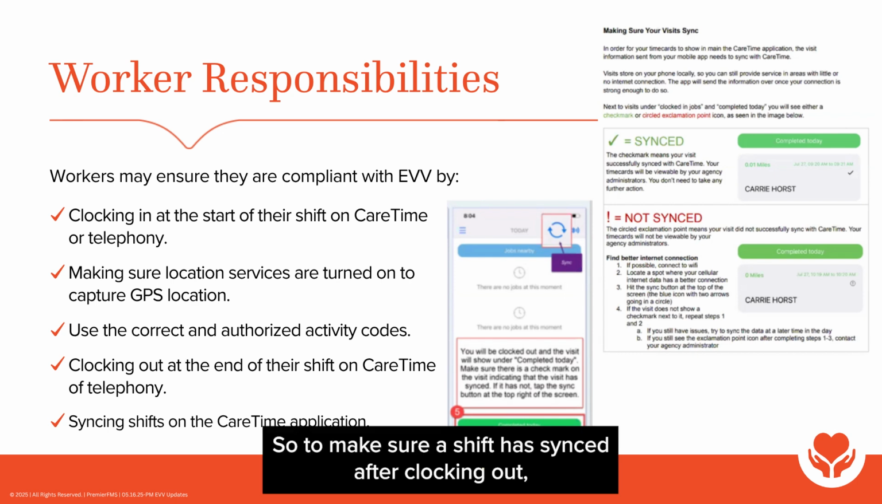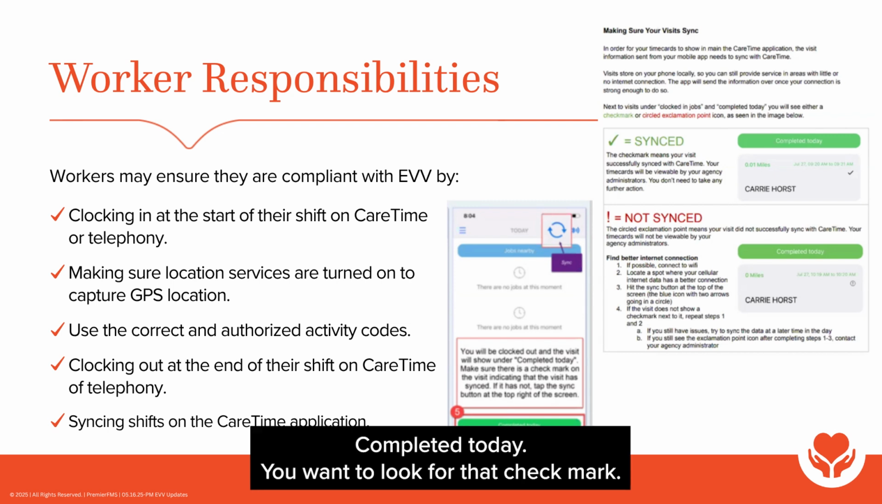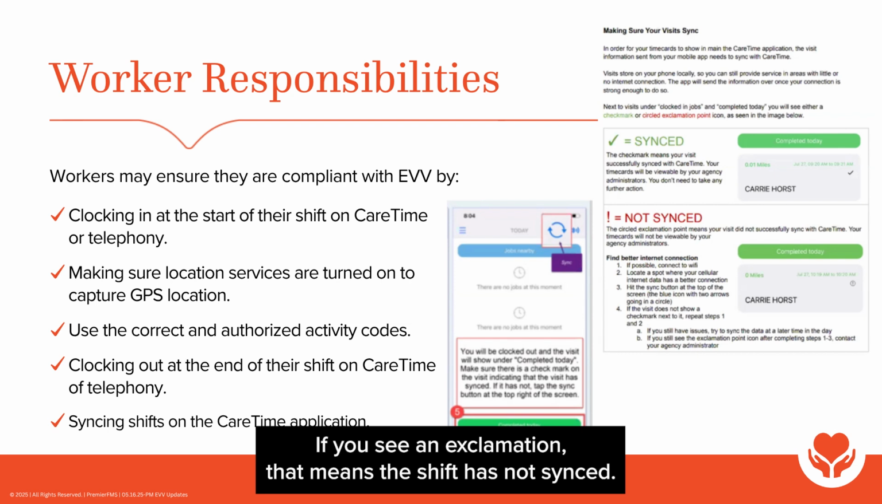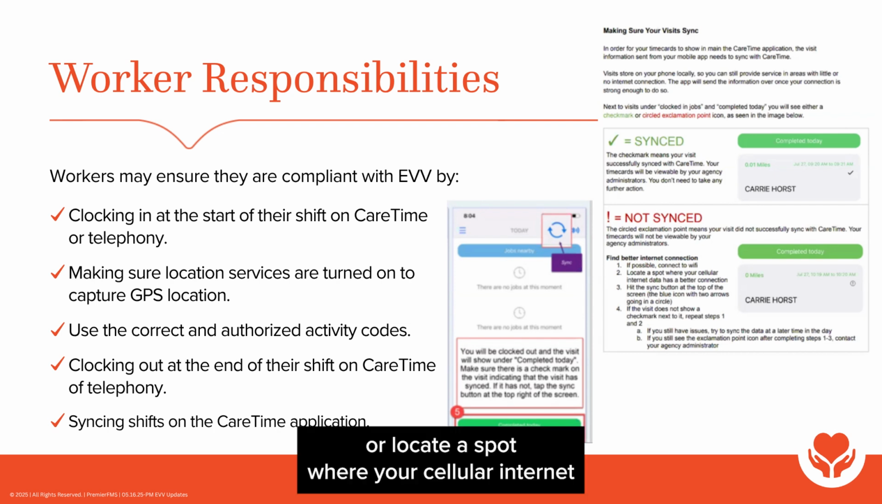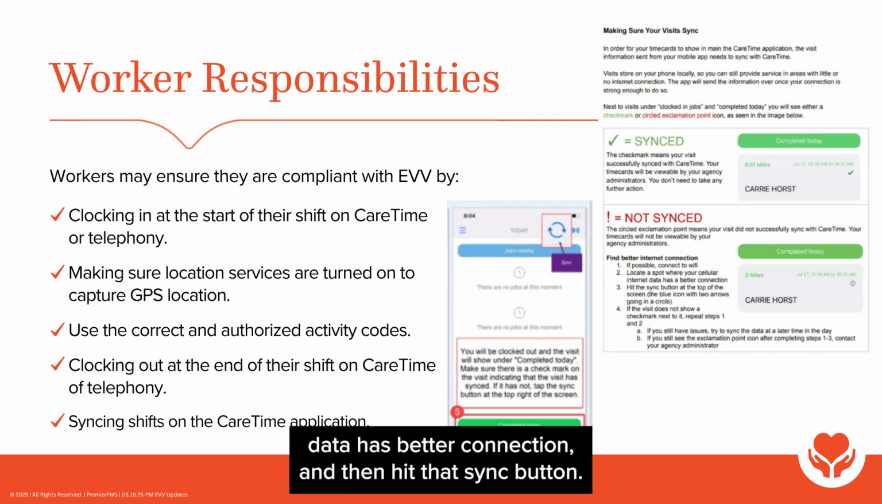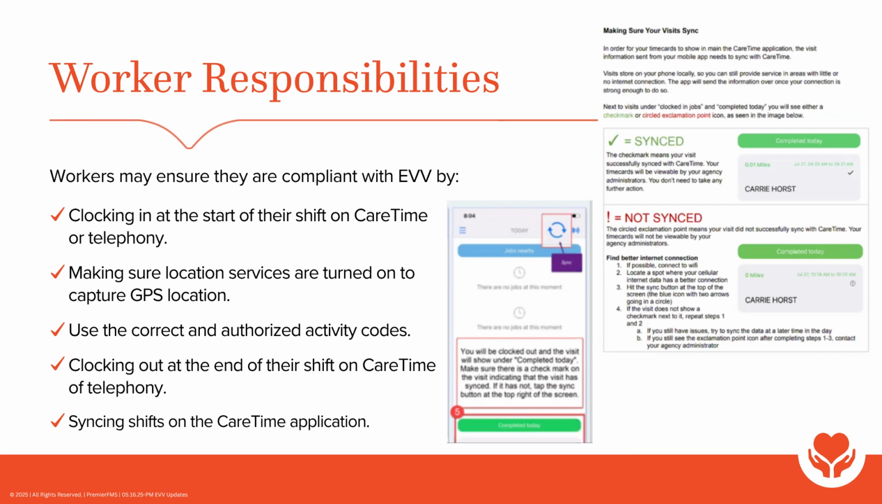So to make sure a shift has synced after clocking out, you would scroll to the bottom of your screen and you'll see completed today. You want to look for that check mark. If you see an exclamation, that means the shift has not synced. Then you would need to either find a better internet connection, connect to Wi-Fi, or locate a spot where your cellular internet data has better connection, and then hit that sync button, the blue icon with the two arrows going in a circle.